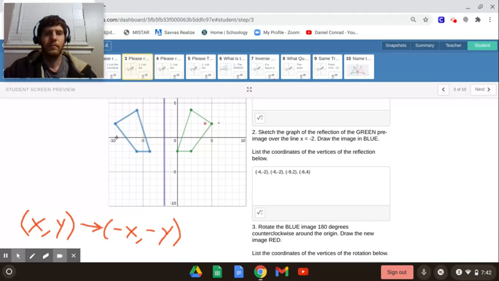Okay. Negative 9, positive 2 is going to become positive 9, negative 2. And then negative 6, positive 4 is going to become positive 6, negative 4. Okay. And there would be our 180-degree rotation to the red one.